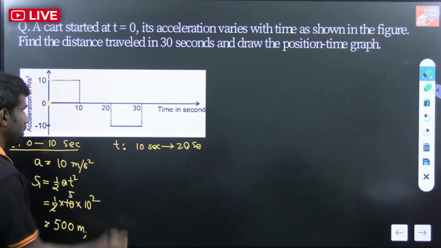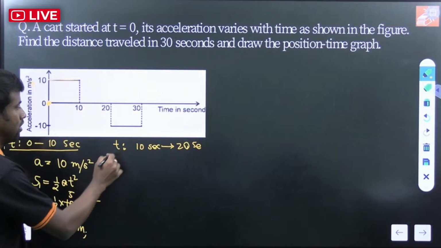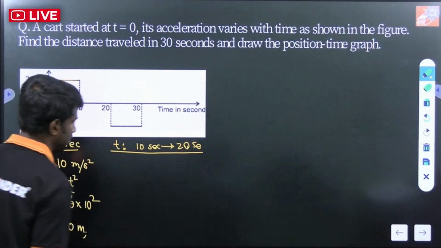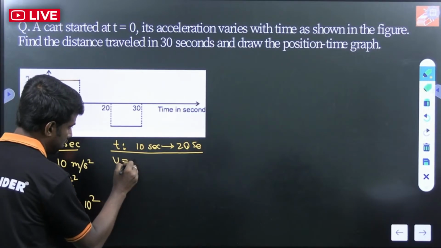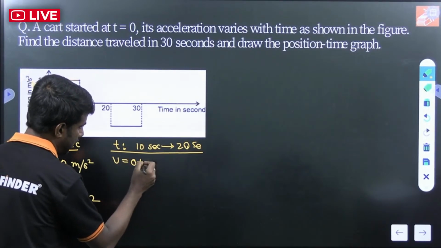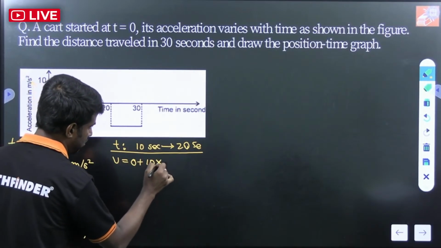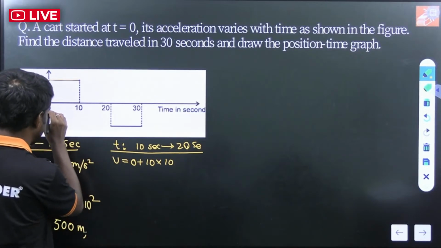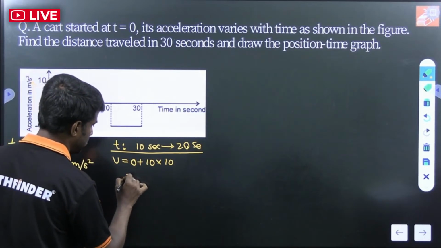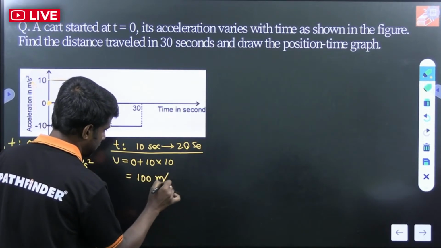So again, we have to find out first velocity, then we can find out distance traveled. It started from 0, so v equals u plus at. Acceleration a value is 10, into 10 is the time. So after the first 0 to 10 seconds, its speed or velocity becomes 100 meter per second.